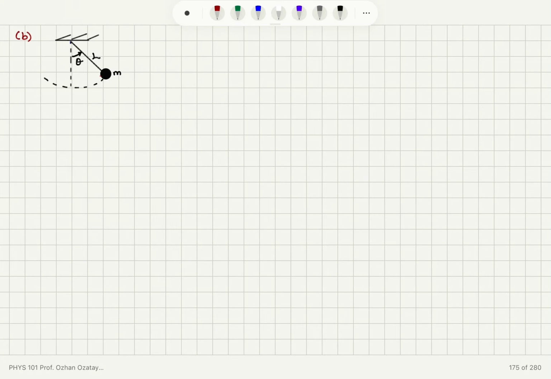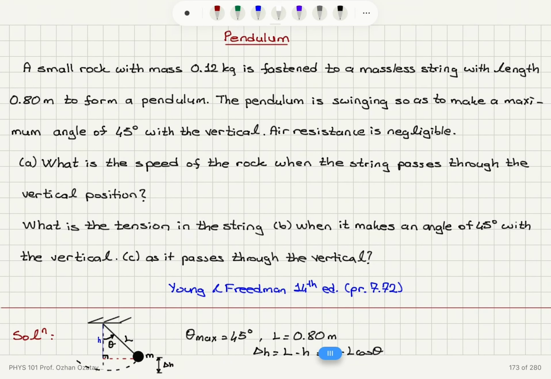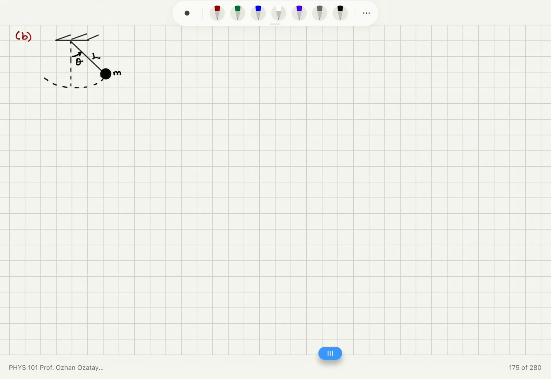Now moving on to part B. In part B, I want to know the tension. So what I want to do is draw a free body diagram at theta equal to 45 degrees.